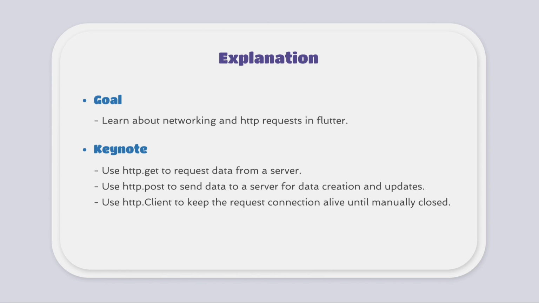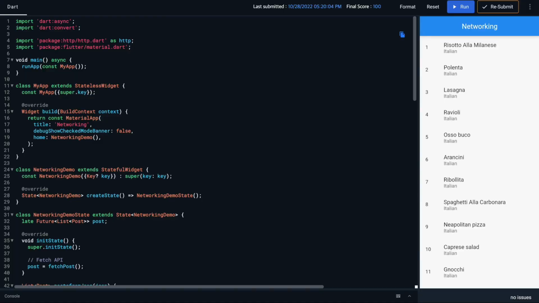The HTTP client class will keep the connection alive as long as the close method is not called. Now let's dive into more details. Today we are going to learn about networking in Flutter. We'll be using the request methods provided by the HTTP package. Now, let's look at the sample code.